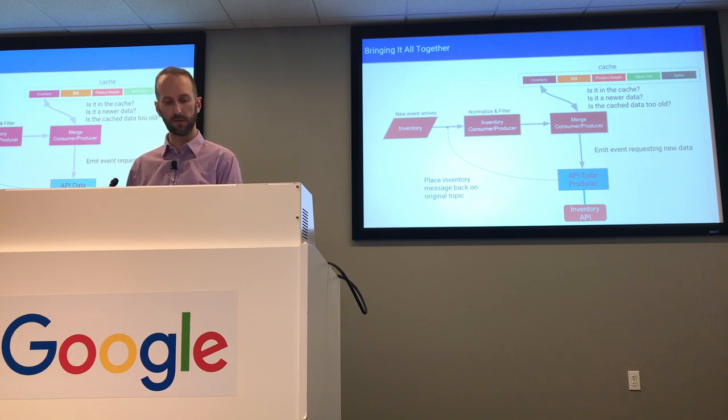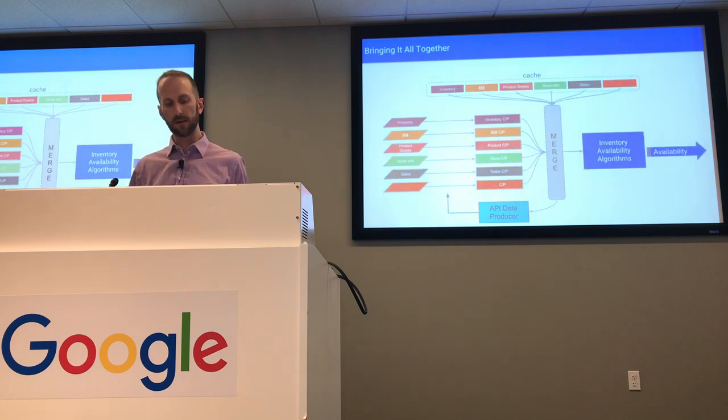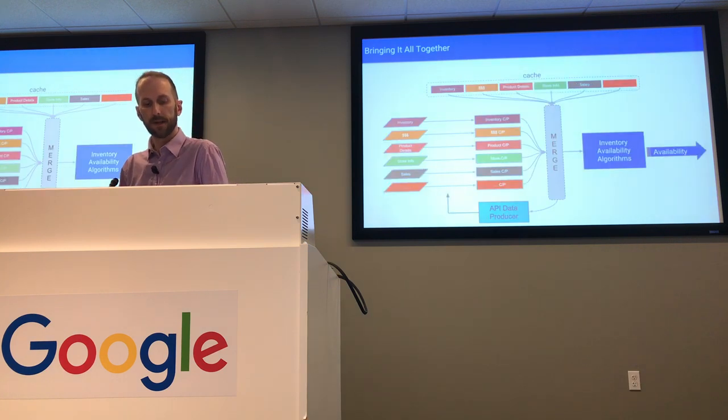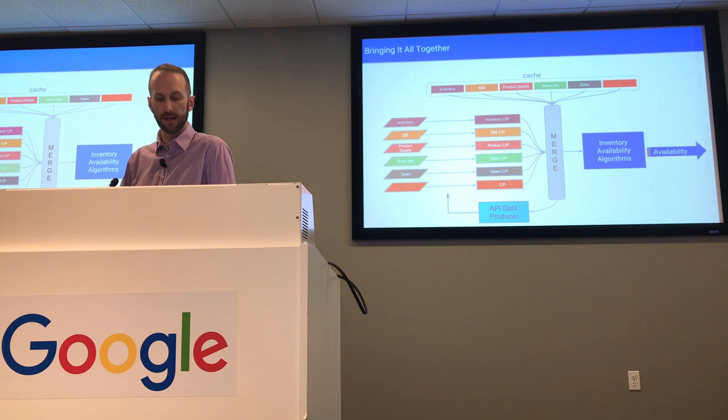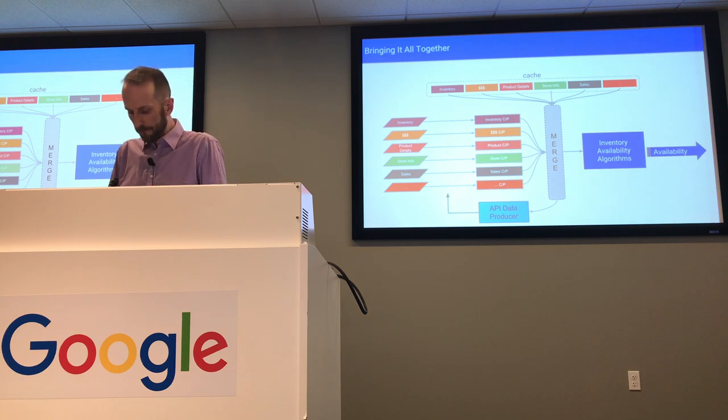So if we zoom out a little bit, this is with a whole bunch of the data sources. This isn't all of them, but you can see this replicated, and it all comes together in this merge process. Then we show the final data being sent out, and we pick that up and process the full picture when we have it with these inventory availability algorithms and send out any state changes that we see.